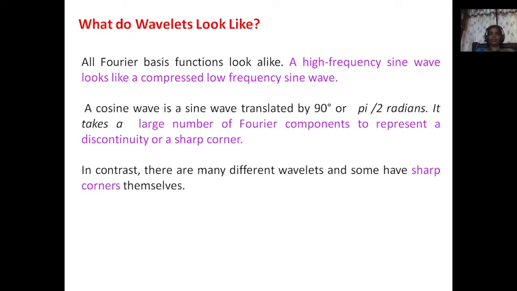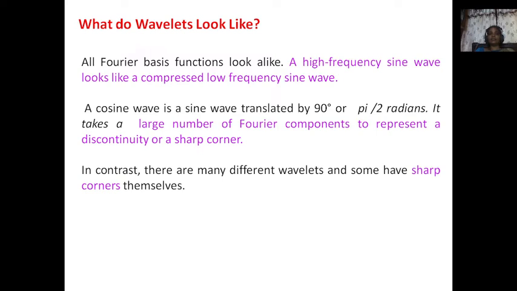What do wavelets look like? All Fourier basis functions look alike. A half frequency sine wave looks like a compressed low frequency sine wave. A cos wave is a sine wave translated by 90 degrees or pi by 2 radians. It takes a large number of Fourier components to represent discontinuity or sharp corners.